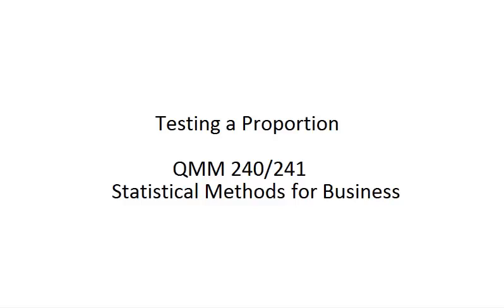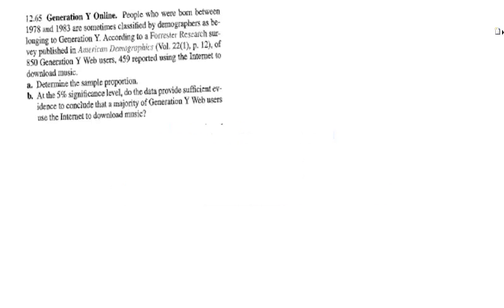In this video, we're going to look at testing a proportion. So our question reads, people who were born between 1978 and 1983 are sometimes classified by demographers as belonging to Generation Y. According to a Forrester Research survey published in American Demographics, of 850 Generation Y web users, 459 reported using the internet to download music.